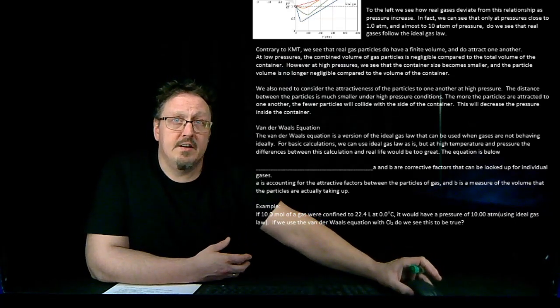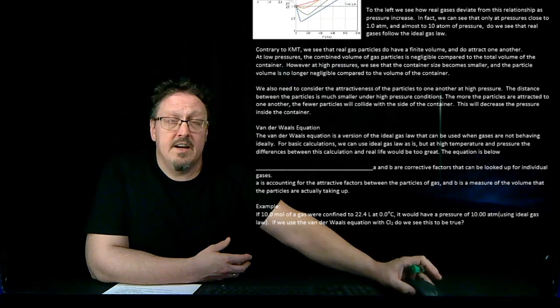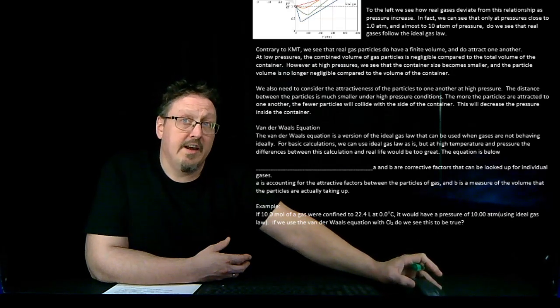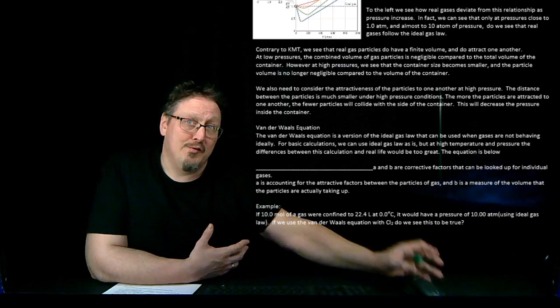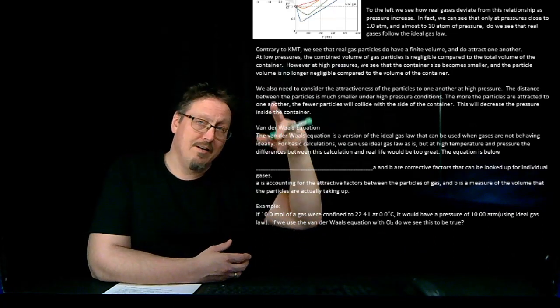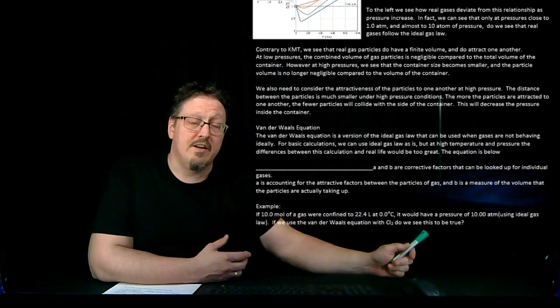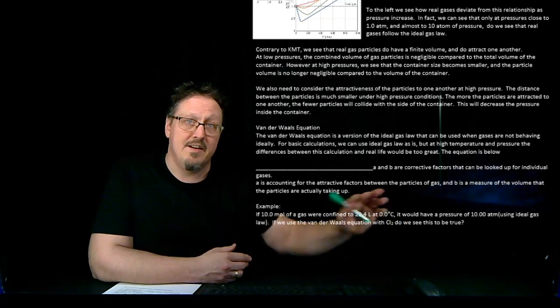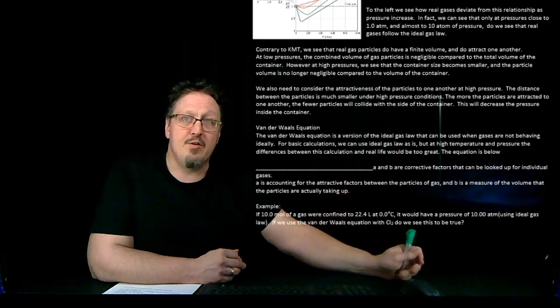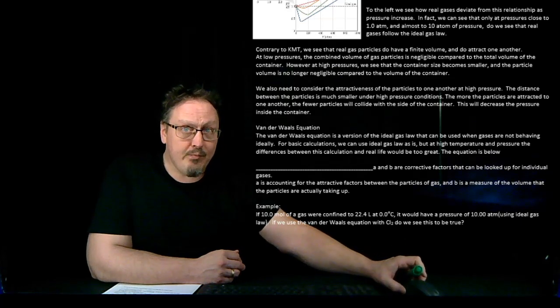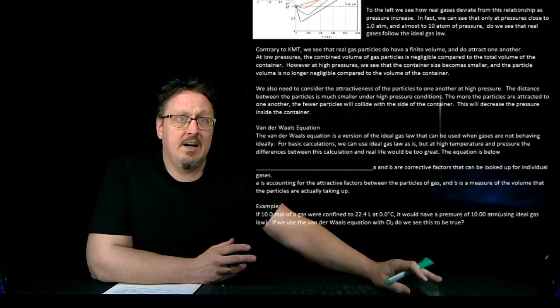We also said, according to KMT, that particles don't attract one another. That gas particles are just inert little marbles that bounce around inside a container, hit each other and transfer energy back and forth, but they don't do anything else. They don't stick together. They just keep on bouncing around. In the real world, that's not the case, and there are a couple of reasons for that.